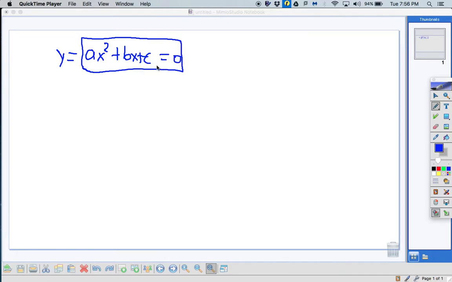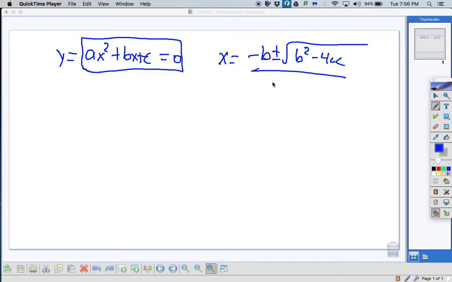If it's not in this form, the first thing you have to do is change your quadratic into this form. And I'll show you how to do that in a few minutes. But once you have that form, you're going to use what's called the quadratic formula. And that is x equals the opposite of b plus or minus the square root of b squared minus 4ac all over 2a.